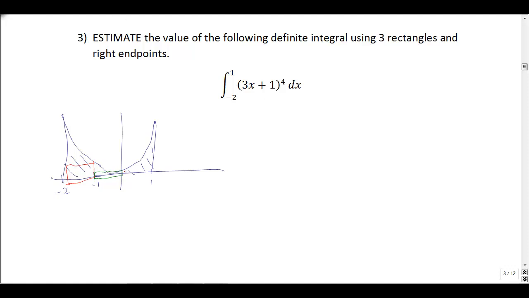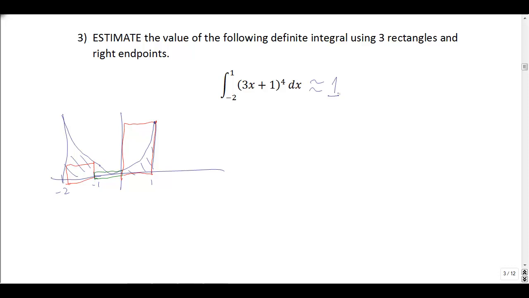And third rectangle, let's go back to red. Here we're going to go from 0 to 1, and then our height is the function value at 1. So we're going to get this rectangle here. So we're going to approximate this area under the curve with the areas of these 3 rectangles. Now, this here is what should be the width of a rectangle. That's 1, so it's not going to change anything.